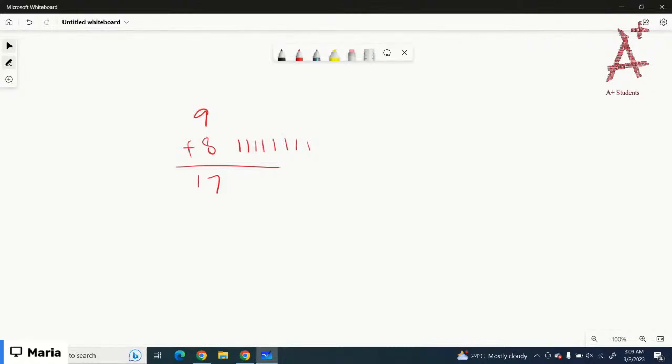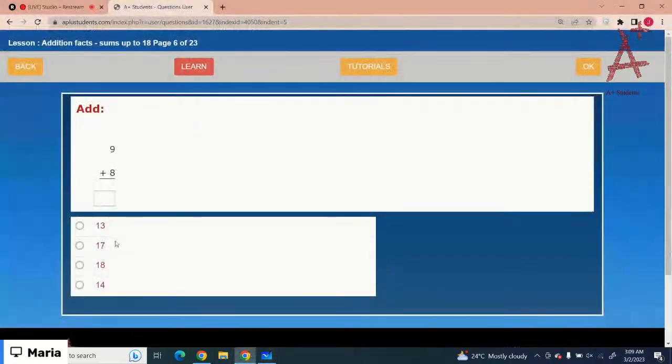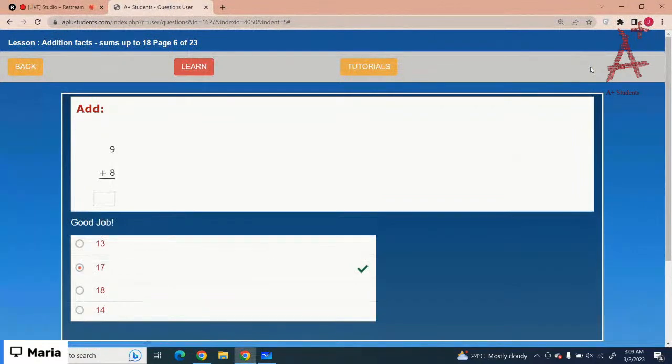So 9 plus 8 makes 17. The correct option is 17. Just select the correct option and then click on the OK button.